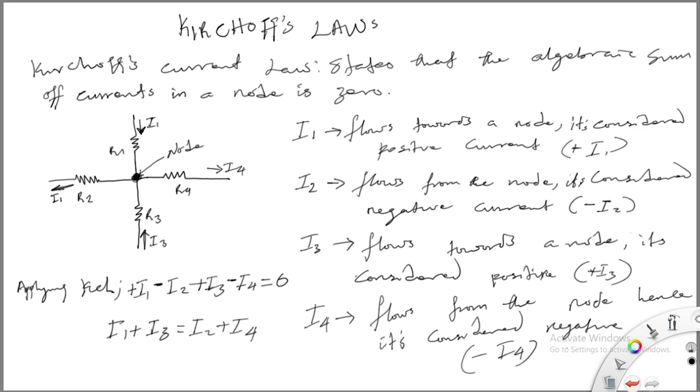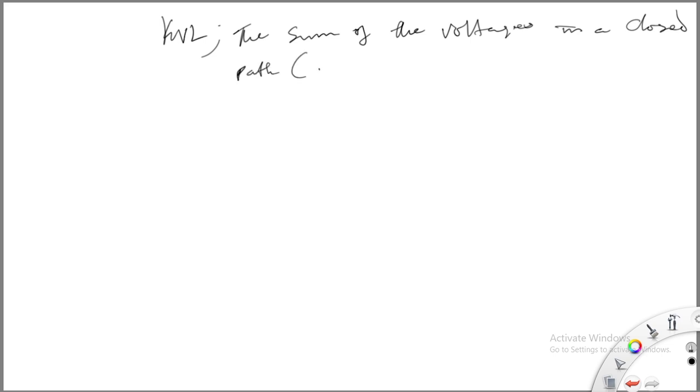Having done that, I want us to dive very quickly into KVL, Kirchhoff's voltage law. It states that the sum of the voltages in a closed, remember closed, path, but I'd like to say in a closed loop, is 0. The sum of voltages in a closed loop is equal to 0.